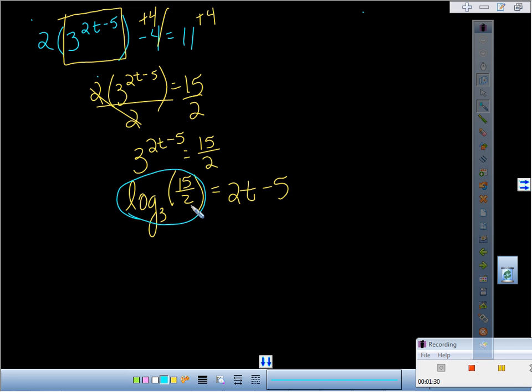Alright, so here's what I would do on my calculator. I'd go math, alpha, math, and I'd put a base of 3, and then I'd put 15 halves in that other square. Does everybody know where I am? Okay, now what am I going to do? I got to solve for t. What am I going to do with what you have? I'm going to add 5 to it. Okay? So then I'm going to add 5. And then what am I going to do?